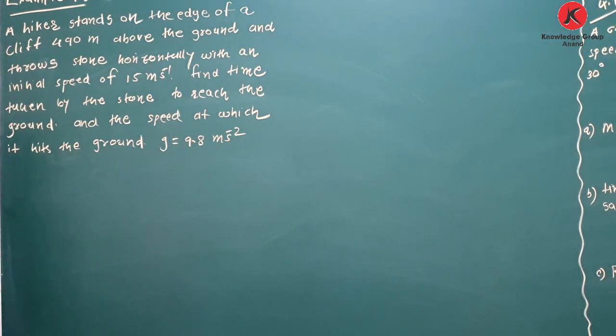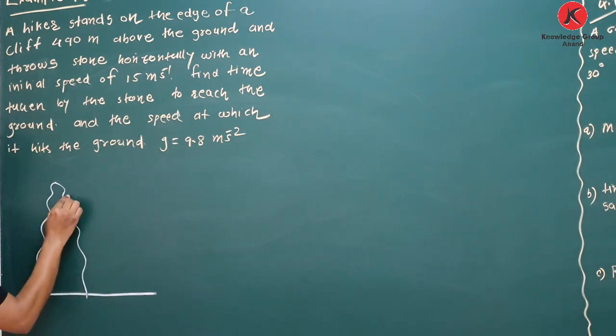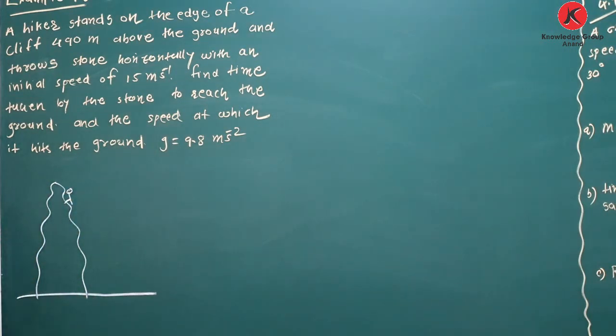Now see, understand the data. A hiker stands on the edge of a cliff 490 meters above the ground. This is the ground and this is the cliff. The person is standing here. What is this height? This height is 490 meters.